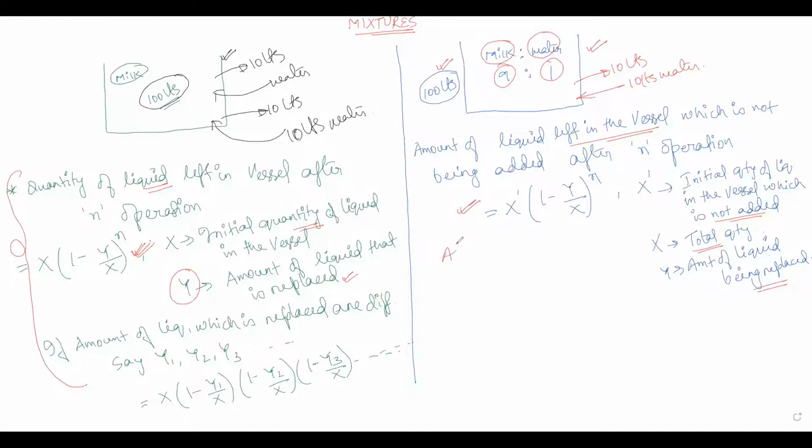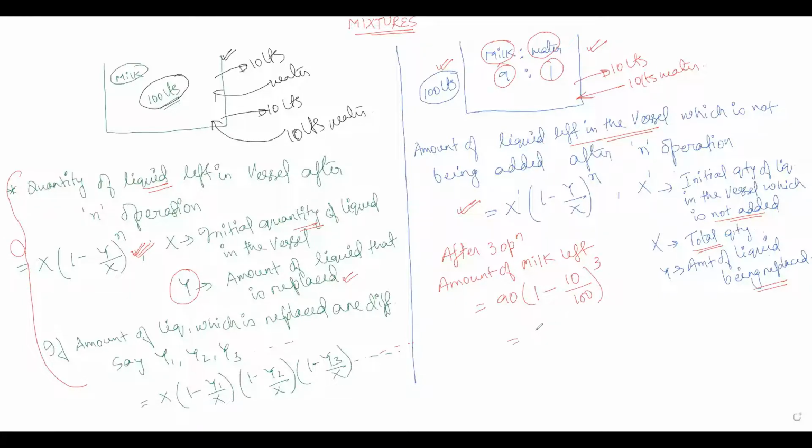So after 3 operations, the amount of milk left in the vessel would be simply x dash into 1 minus y by x to the power n. So here x dash would be the initial quantity of milk in the vessel, which is 9 by 10 of 100 liters, that is 90, times 1 minus y. y is the quantity that is being replaced. So here the value of y would be 10 upon the total quantity in the vessel, that is 100, to the power 3, since I'm using this operation 3 times.